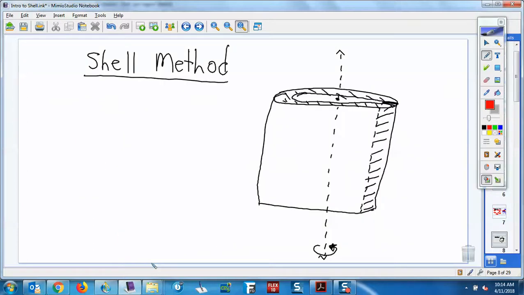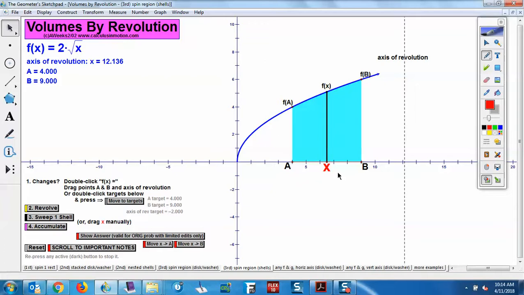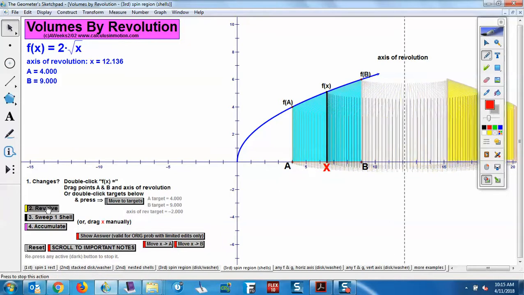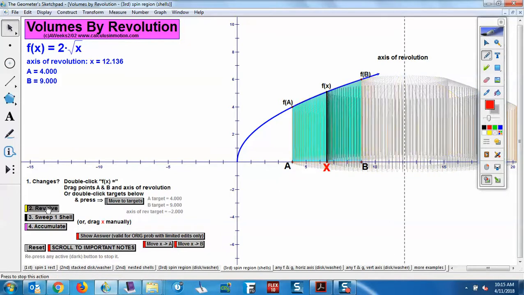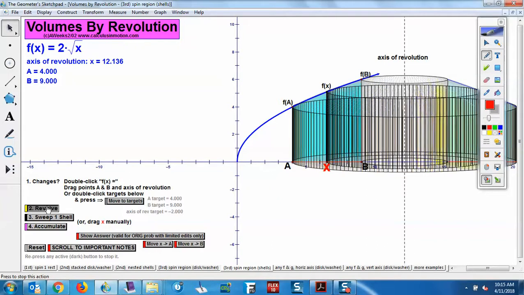Okay? All right, so let's talk about the shell method. So this would be the solid that we would be looking at. If we took this region and revolved it around an x-axis or an axis of revolution over here, we'd be looking at a solid that looks something like this. But notice I have a vertical strip there, not a horizontal strip. So you can see the solid just fine, but what we don't have are washers in there. We don't have slices in there.